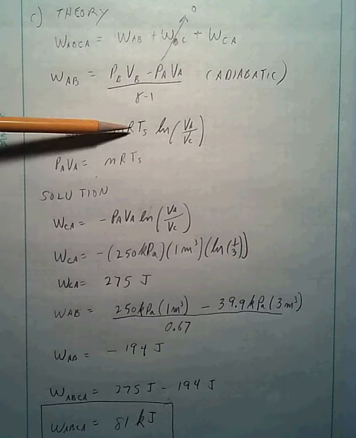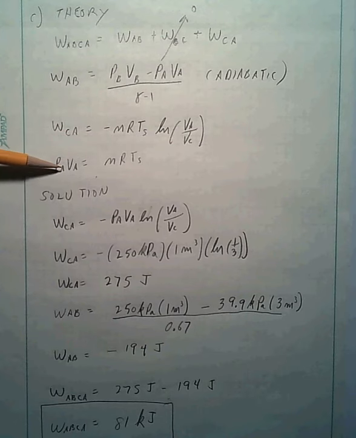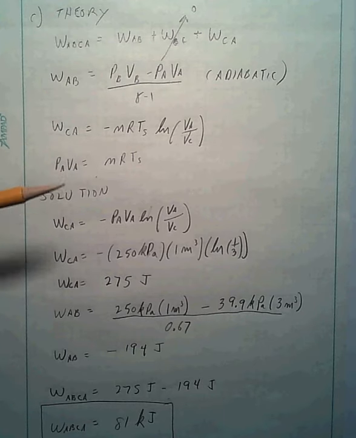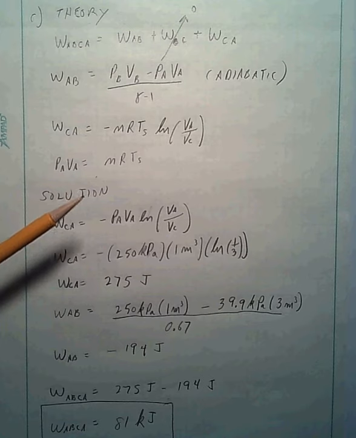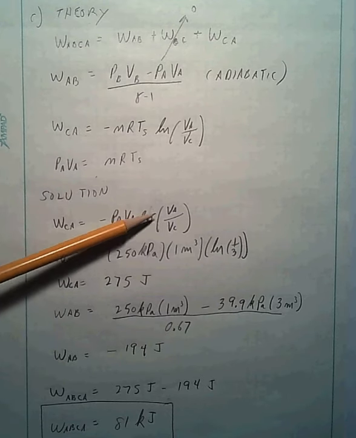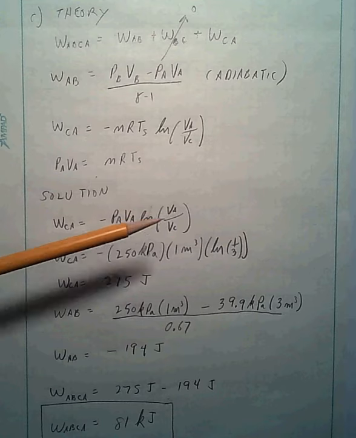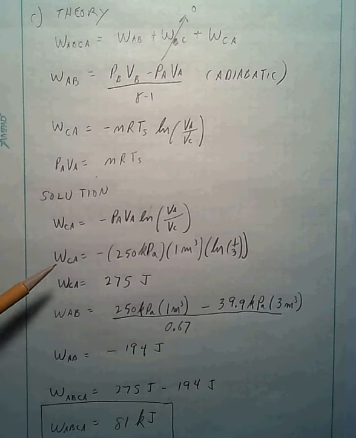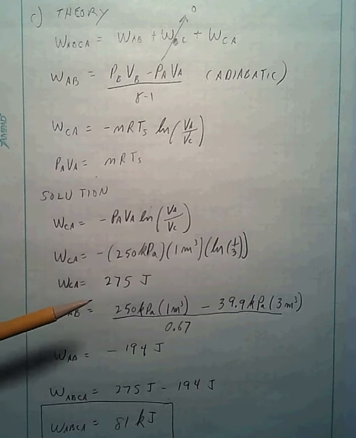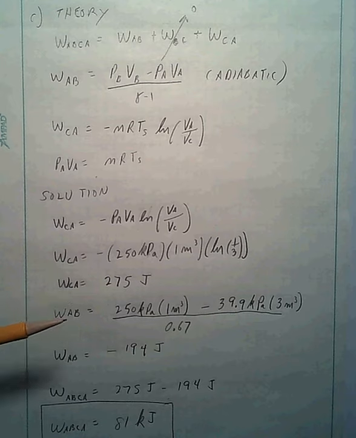And remember that nRT in the isothermal process is just the pressure times the volume. We can insert this for this. And so the work from C to A is just minus the product of the pressure and volume times the natural log of the ratio of the volumes. If you put the numbers in for the pressure and the volume, and take the natural log of 1/3, then the work from C to A is 275 joules.